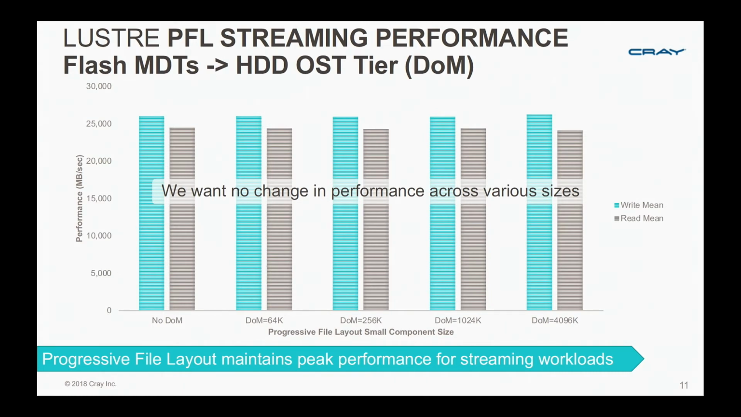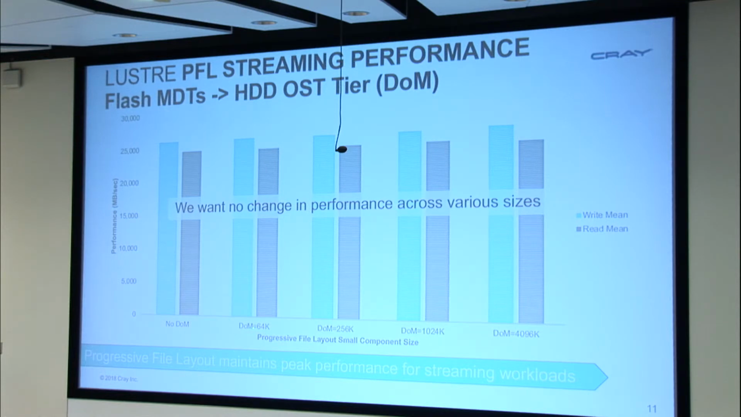on performance. What that means is that I created a layout where I wrote with different file layouts: a layout where the first 64 kilobytes of the file sits on metadata and the rest spills over to disk, a layout where the first 256 kilobytes sits on metadata and the rest spills over to disk, 1 meg and 4 meg. And then we had no DOM, which means that we just wrote directly to the disk-based OSTs as a baseline.